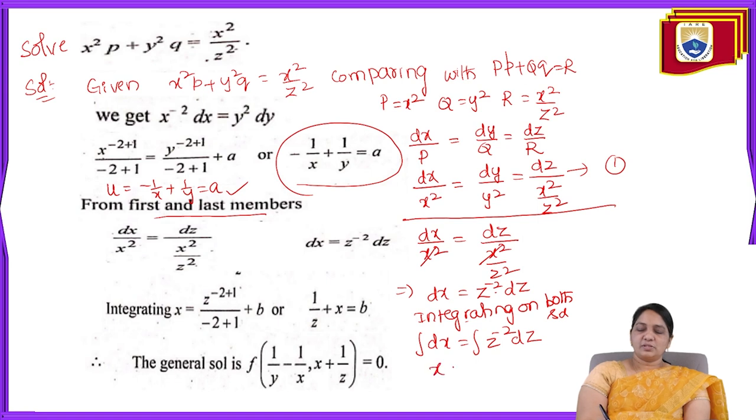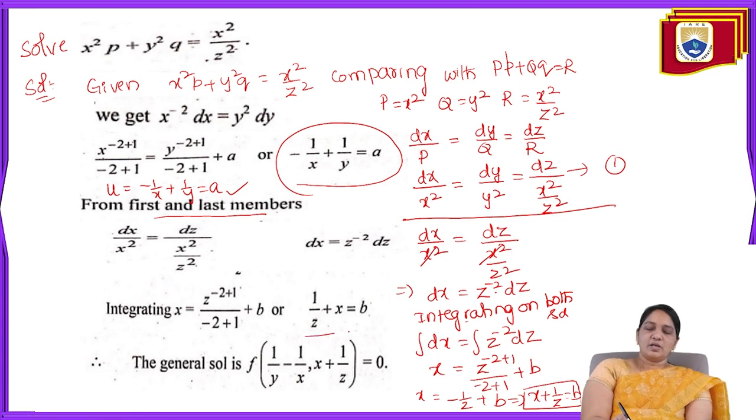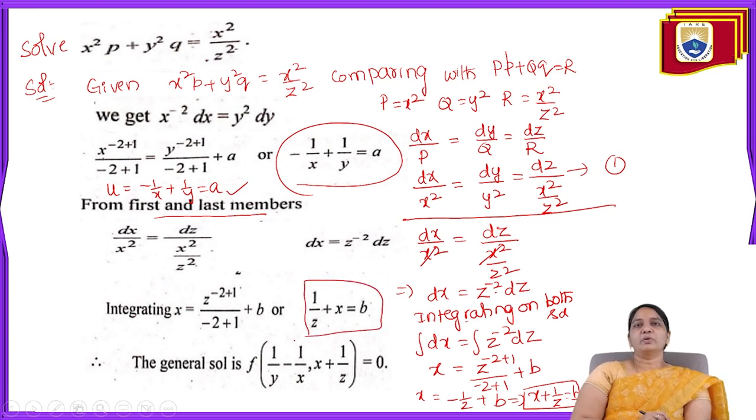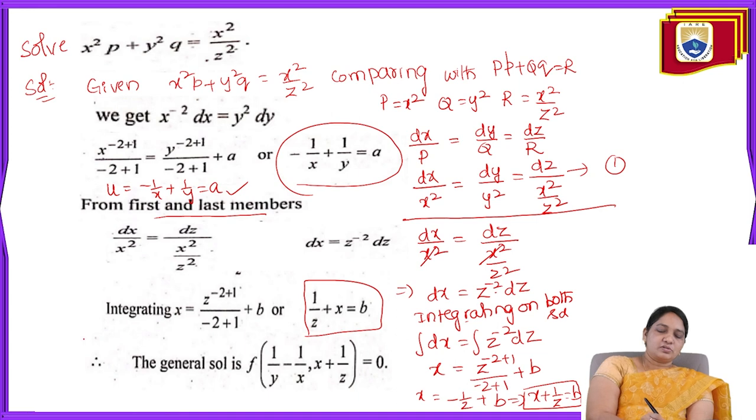So, integral dx is x, equal to z power minus 2 plus 1 by minus 2 plus 1 plus some constant. So, x equal to minus 1 by z plus b. So, finally, x plus 1 by z equal to b. This is the second solution, that is x plus 1 by z equal to b. This is my b solution.